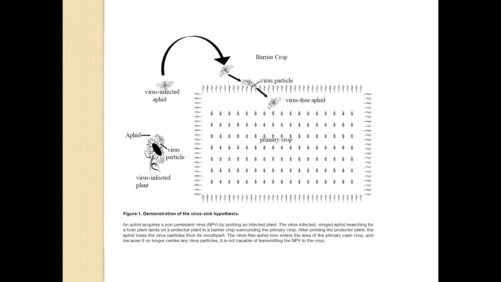So this is for a non-persistent virus. So you've got your virus-infected aphid, and what you do is you create this barrier crop, and so your primary crop is going to be within this square, and it will feed on whatever you've got growing around the edge here. In this case, we've got a sunflower crop, and the virus stays in the sunflowers. It does not move on to the primary crop.